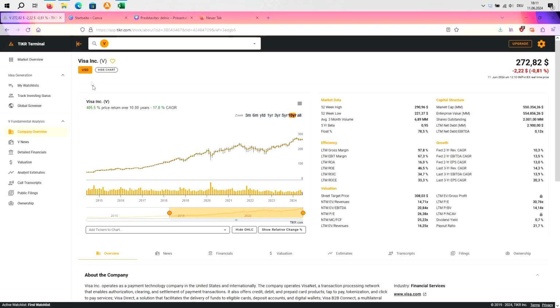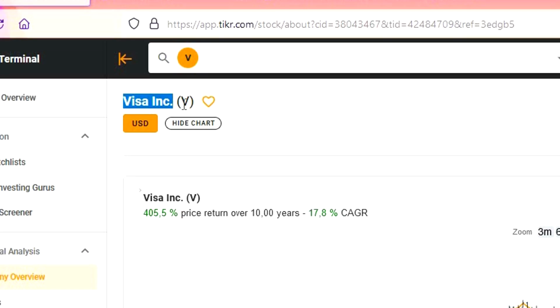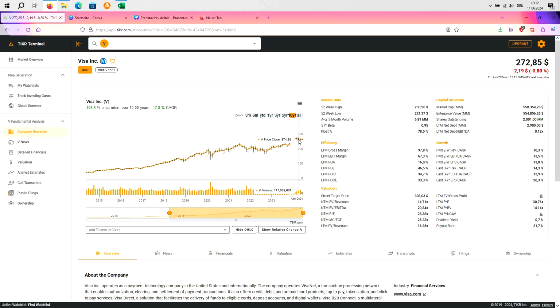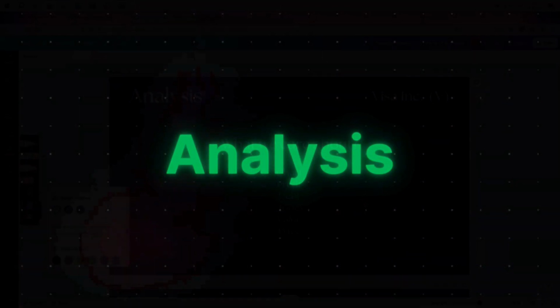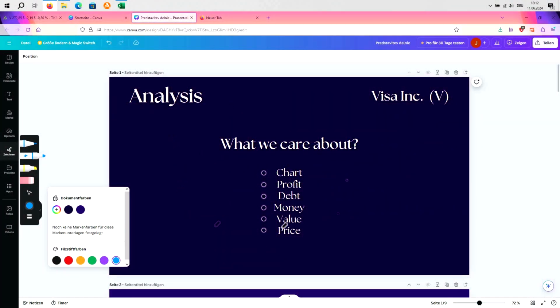So today we are going to analyze this very famous company called Visa Incorporated with a stock ticker V. So bro, we have nothing to do except to analyze it, of course. So we will analyze the stock by the help of this little Canva presentation that is very beginner friendly. So bro, let's go straight into it, okay?